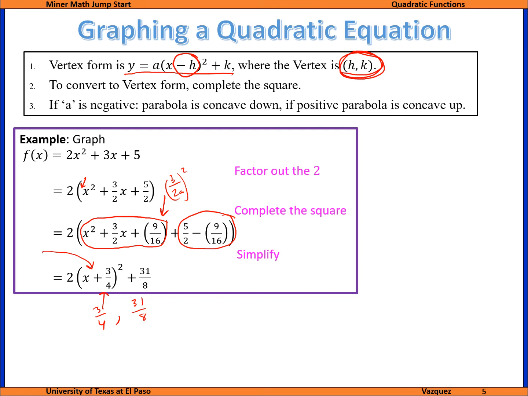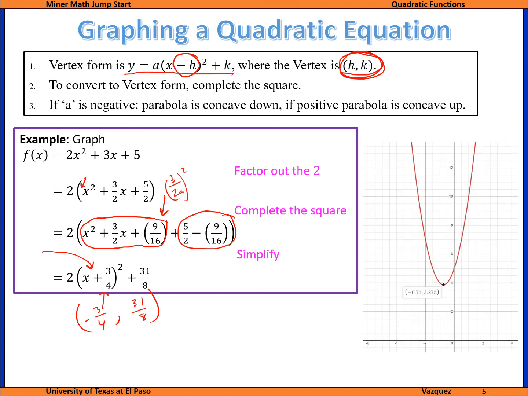If you have questions about that, completing the square does involve some practice and understanding. Everyone asks questions with this, so please do. But in this case, our vertex is going to be negative 3 over 4, comma 31 over 8. So our graph is going to look like this. If you look at this vertex here, I put the coordinates right here, although they are a bit small. But as you can see, it is exactly those coordinates, the vertex.